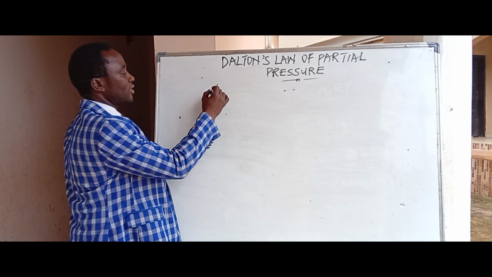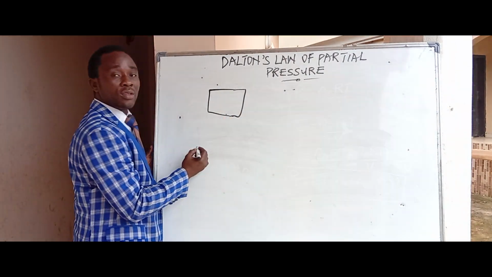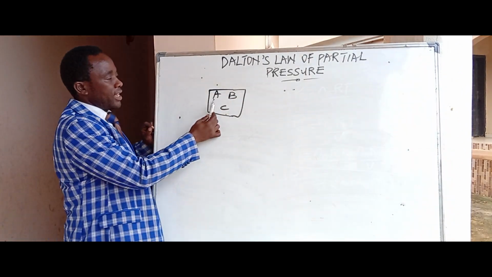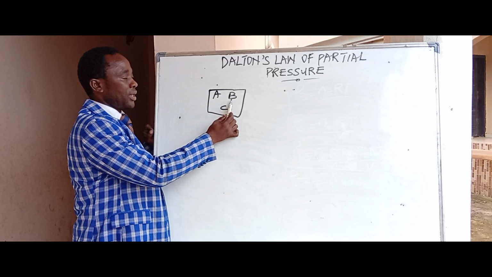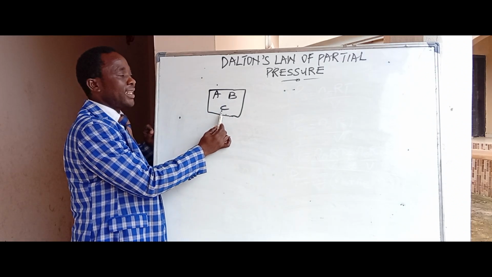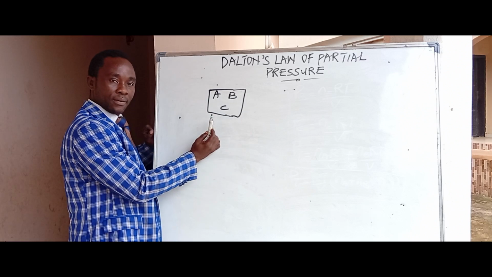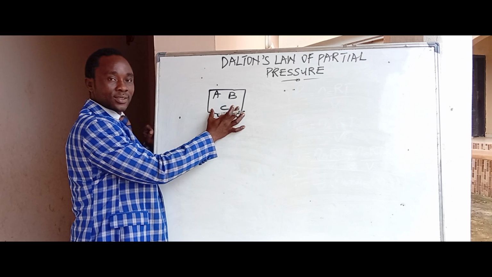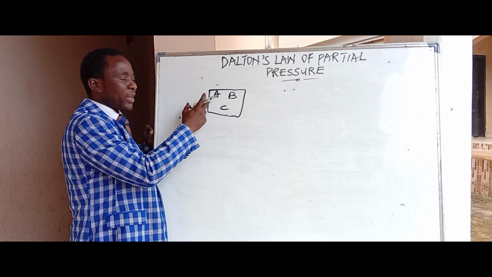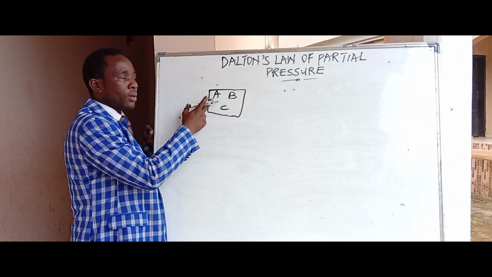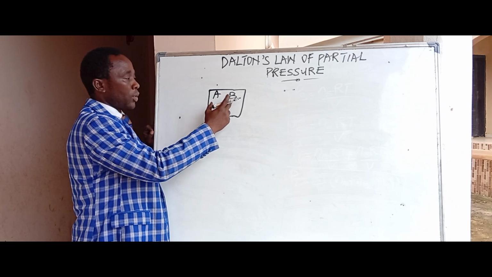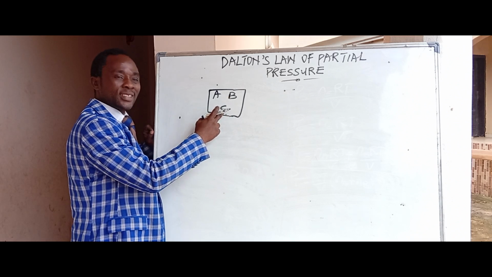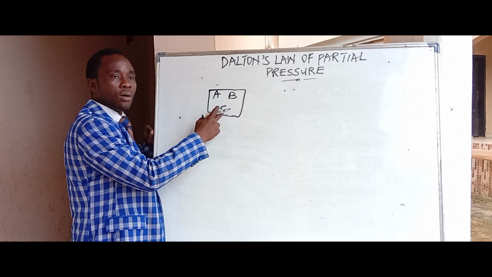mixture. What we mean by this is, if we have a container containing three gases, say A, B, and C, we know that A will be exerting pressure, B will be exerting pressure, and C will also be exerting its own pressure on the walls of the container. Now, the total pressure that will be exerted by these gases will be exactly equal to the pressure exerted by A alone, which is called the partial pressure of A, plus the pressure exerted by B alone, which is the partial pressure of B, then plus the pressure exerted by C alone, which is the partial pressure of C.